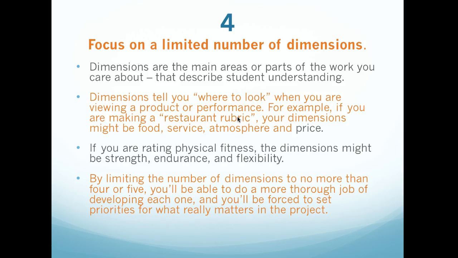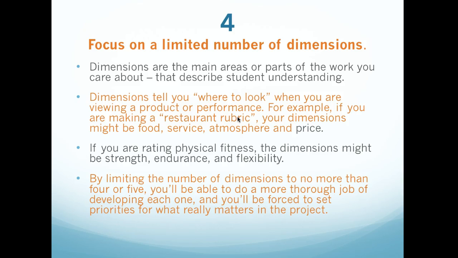Focus on a limited number of dimensions, and we'll talk about the dimensions, but they're the main areas you care about. You care about the writing, you care about the poster organization, you care about the format of the letter, you care about whatever it is. Those are the dimensions. So it's quality of letter, organization of poster, and so forth. If we're doing a performance rubric for a restaurant, where are we looking? We're looking at food, service, atmosphere, and price. If you're rating physical fitness, the dimensions might be strength, endurance, and flexibility.